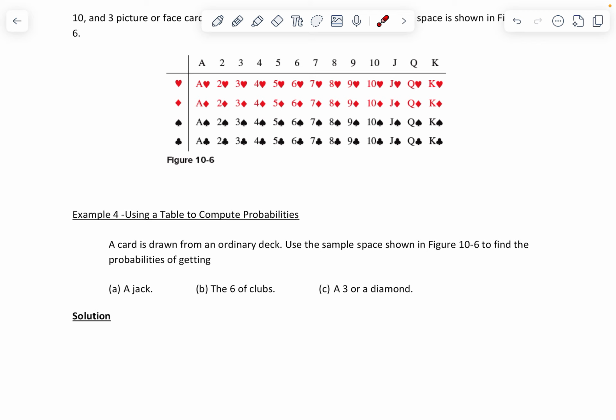A, a jack. Well, in a deck of cards, there are 4 jacks, right? And there are 52 cards. So this one is fairly straightforward. The probability of a jack is equal to 4 out of 52, and that reduces down to 1 out of 13.